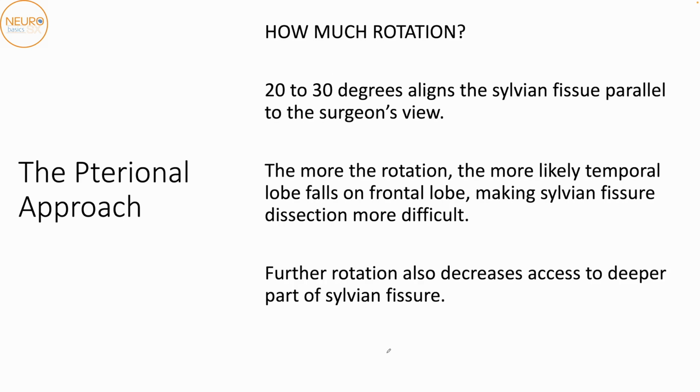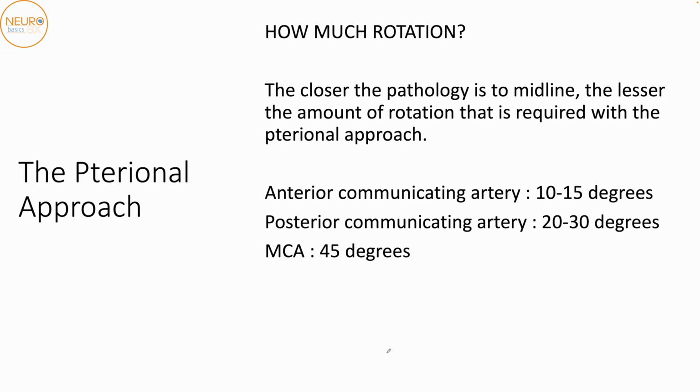So with pterional approach, a very commonly asked question is how much rotation should one give? That really depends on the area you're trying to access. So about 20 to 30 degrees usually will align the Sylvian fissure parallel to the surgeon's view and make a trans-Sylvian dissection much easier. Any more rotation than this, then the temporal lobe tends to fall onto the frontal lobe. So that makes the Sylvian dissection a lot more difficult. Further rotation will also hinder access to deeper parts of Sylvian fissure. So a general rule is the closer a pathology is to the midline, the lesser amount of rotation you want.